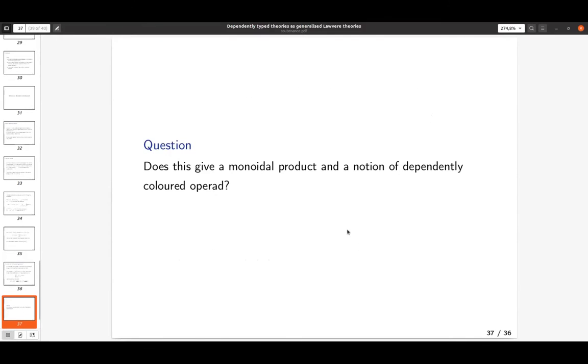And I don't know if this gives you a monoidal product and a notion of dependently colored operad. And so I'm going to leave you with this question. And I'll thank everyone and stop here.